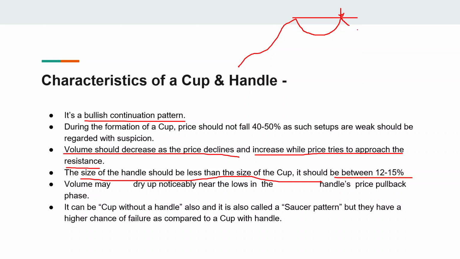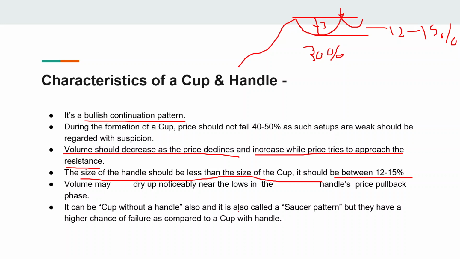So the criteria is same, the volume should decrease while it's coming down. And one more criteria that is very important, while the formation of this handle, it should not fall as below as this level. Suppose this time the stock went down, say 30%, sorry for my bad drawing, say 30%. So this time, while forming the handle, the stock should not fall more than 12 to 15%. So that is the ideal condition for a cup and a handle.